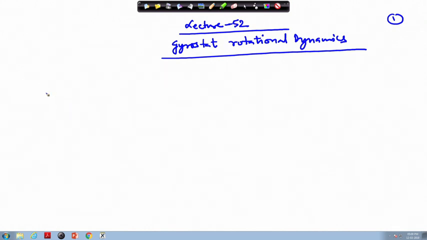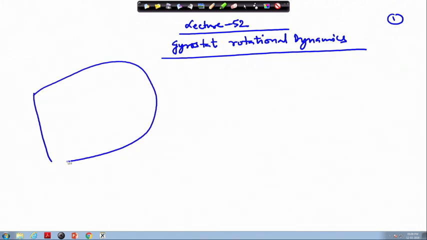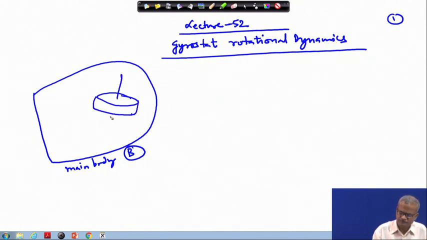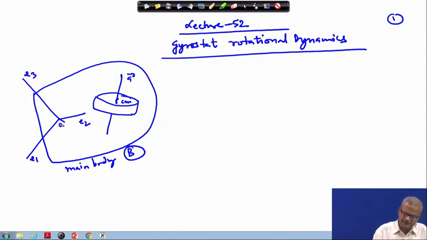Okay. So, now let us consider that we have this main body, which we have written as B, and then we have the reaction wheel here. The center of mass is located, let us say, somewhere here. This is the center of mass of the wheel, and as earlier we have E1, E2 and E3. These are the body axes. This is point O. From here to here, this is the B vector, which is nothing but r, the center of mass of the wheel.